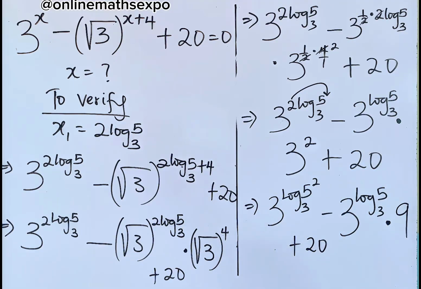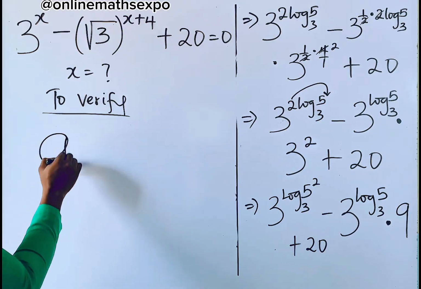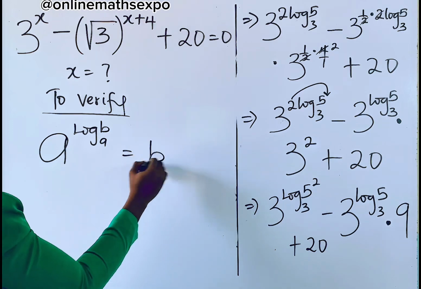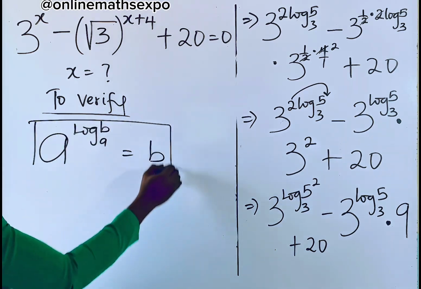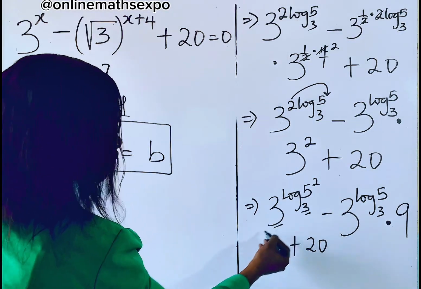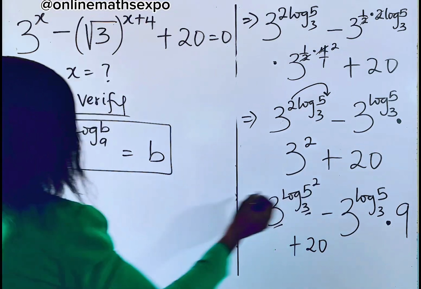So keep simplifying. Recall, very importantly, that for every a to the power of log of b base a is always equal to b. This base and this are the same, so it gives you the number b. So we can apply it here. You see that this and this are the same, so it's going to give us this number, 5 squared.